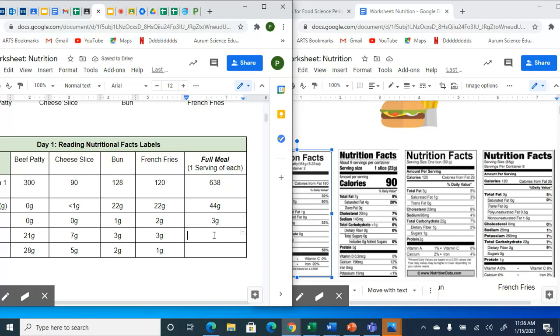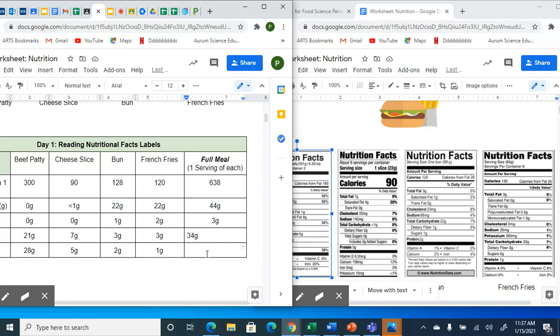This one, 21 plus 7 plus 3 plus 3 is 34 grams. And why is that? I'm not going to worry about it. It should be centered, but it isn't.